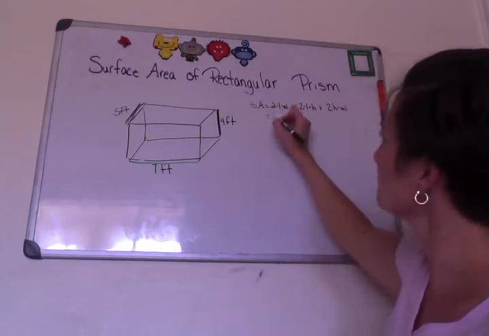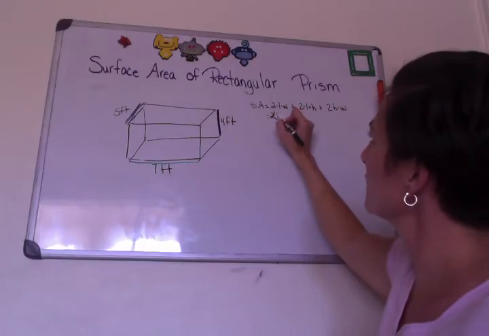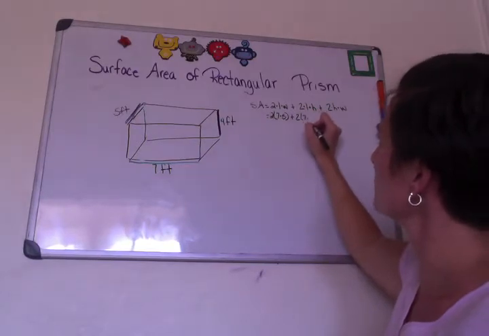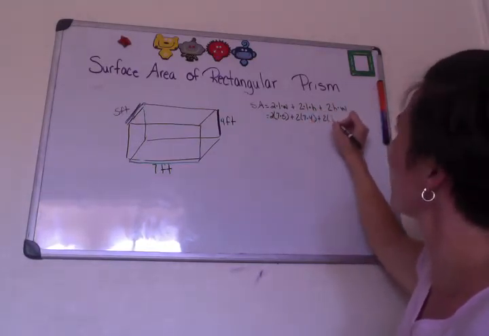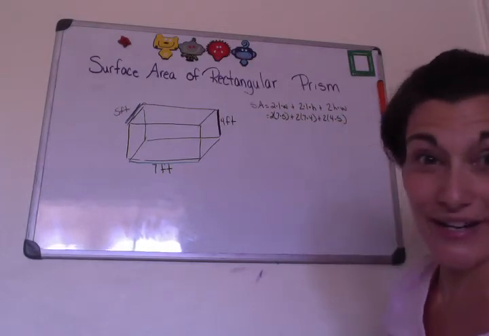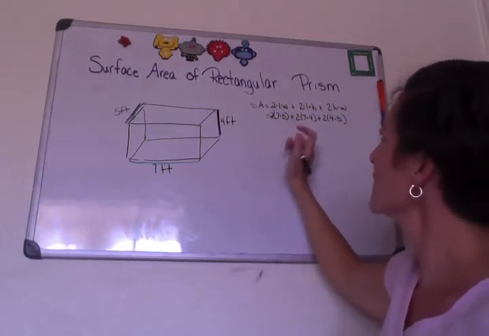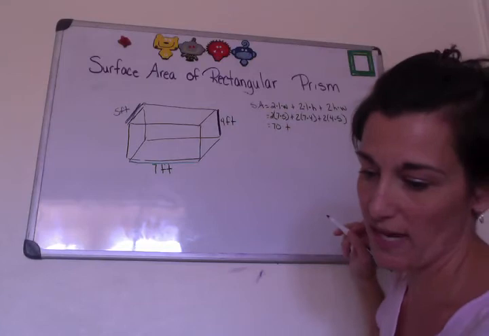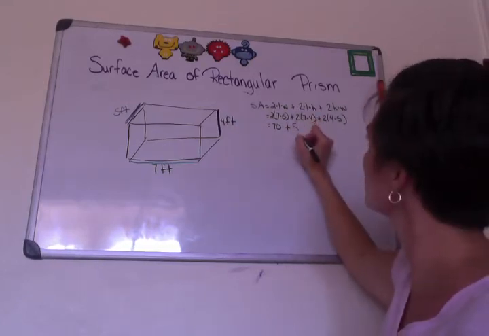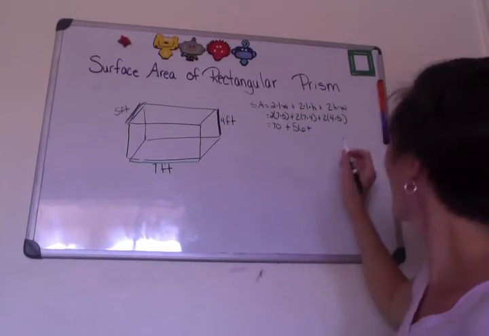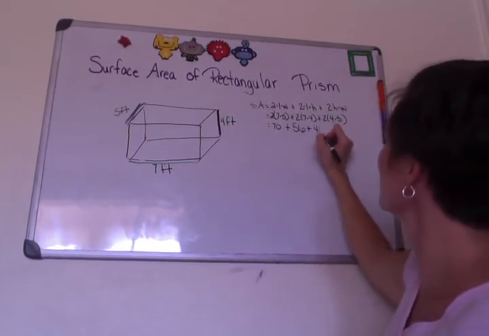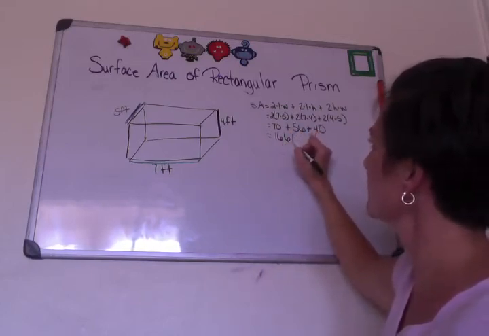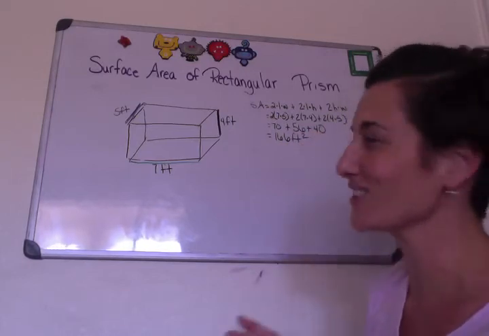So I'm just going to plug in my numbers. So I have 2 times my length is 7 times 5 plus 2 times my length is 7 times 4 plus 2 times 4 times 5. All right, now we can just multiply. So I have 35 times 2, which is 70, plus 7 times 4 is 28 times 2 is 56, plus 4 times 5 is 20 times 2 is 40. And when we do all of our magic math, you can check me, make sure I'm right, but I think it's 166 feet squared. In fact, I know it's 166 feet squared.